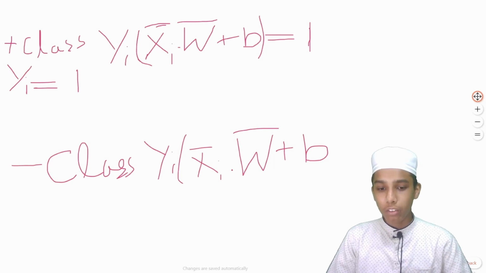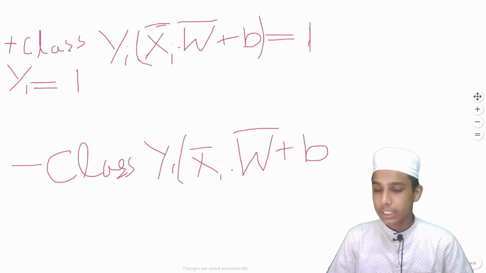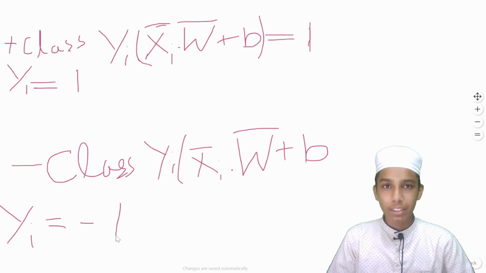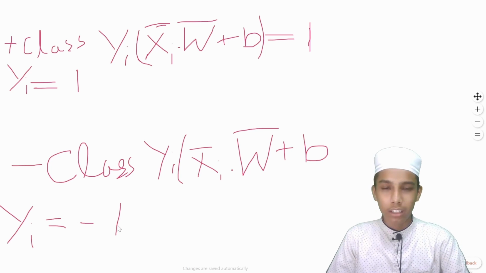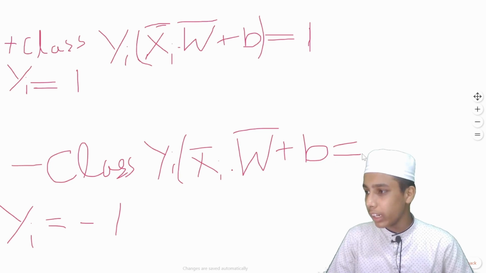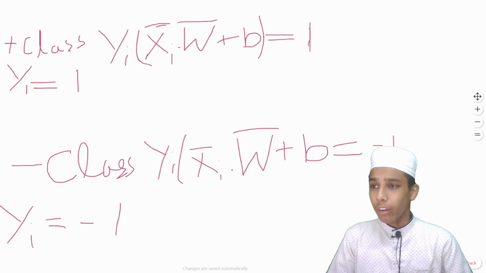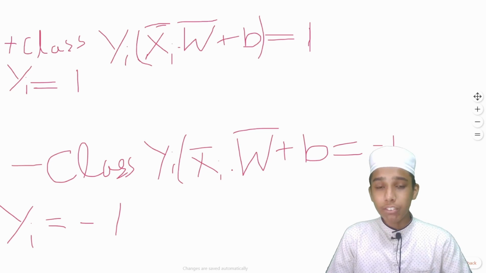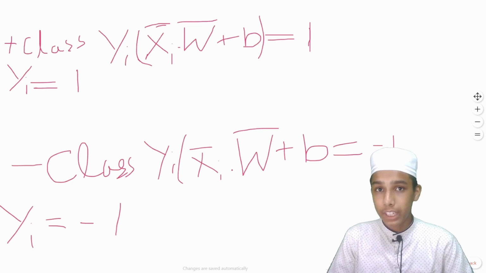Now guys, we have the minus class and the y. Here we forgot one thing, and that is that y sub i is minus 1. So here we have the class minus 1, so y sub i equals minus 1. So here it is equal to 1, and this is equal to minus 1. Now how are we going to solve this? For solving this, we are going to create a new equation and simplify it.